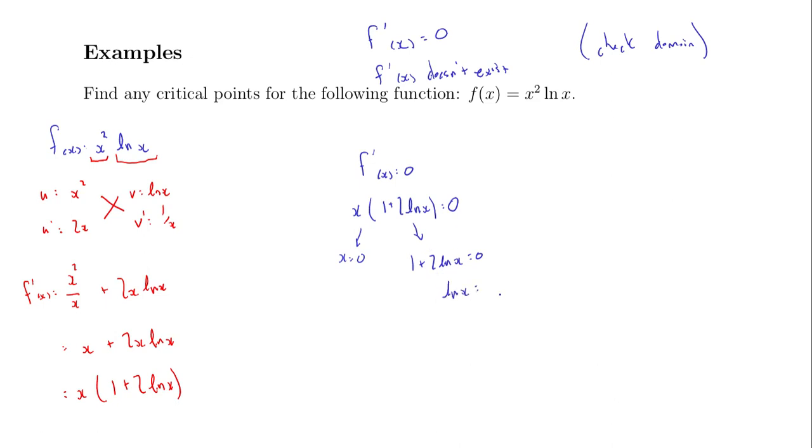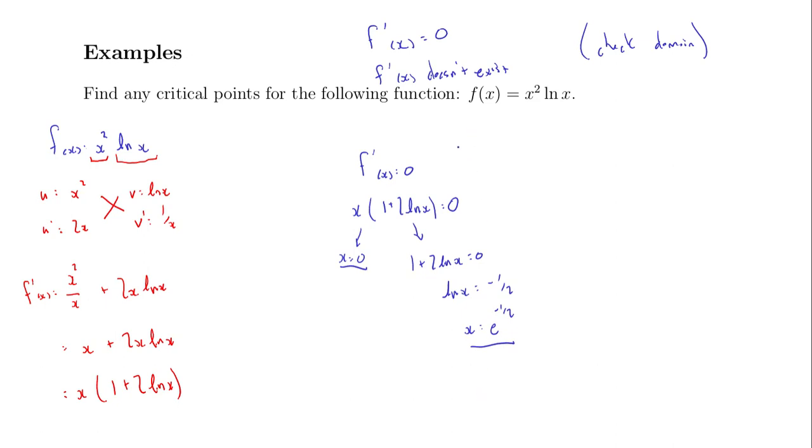The natural log of x is going to be negative half. I'm going to subtract 1 from both sides, divide by 2, and that means that x is e to the negative half. So I have these two x values that set my derivative equal to 0.